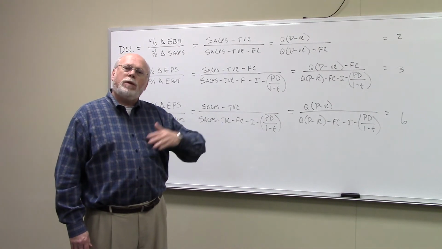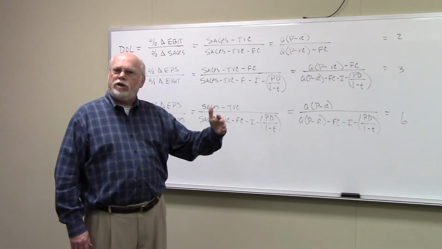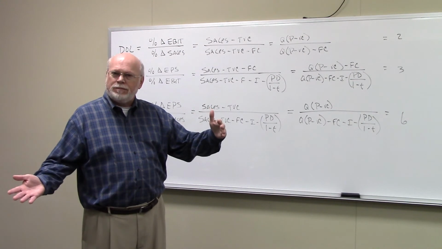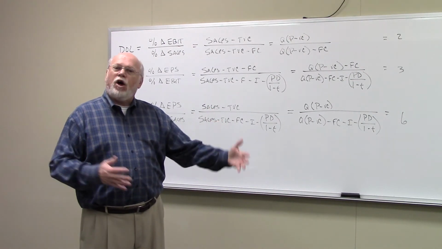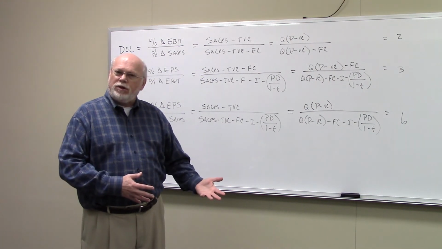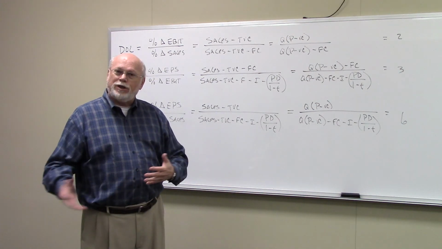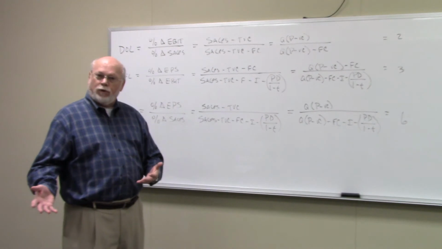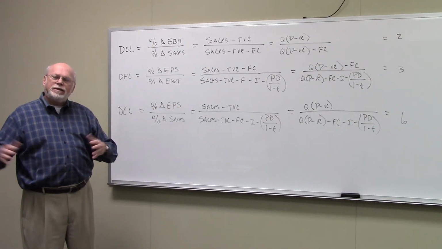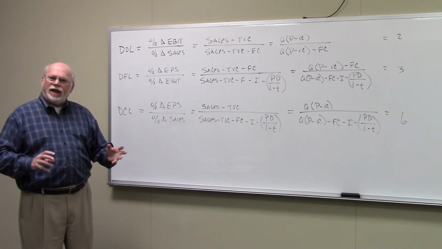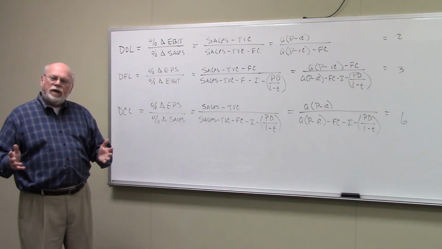So if sales go up 3%, your earnings per share will go up 18%. A lot of leverage. On the other hand, if your sales go down 4%, your earnings per share go down 24%. The more leverage you have, the more volatility. Volatility can lead to lots of bad financial things.